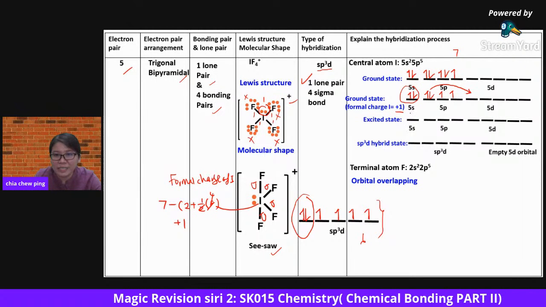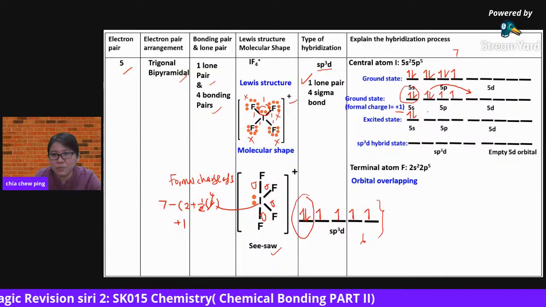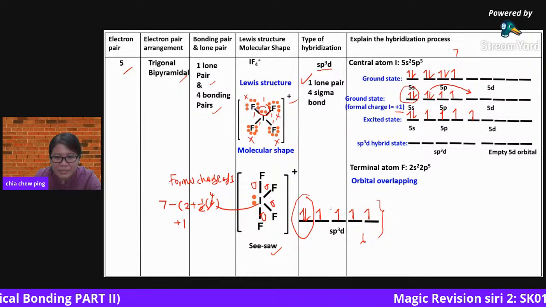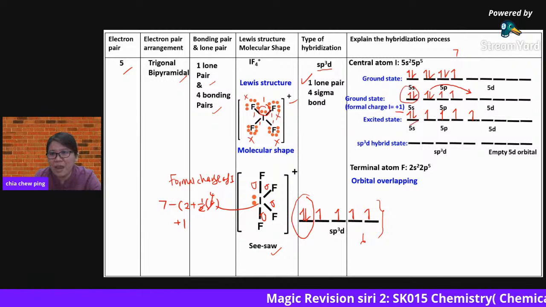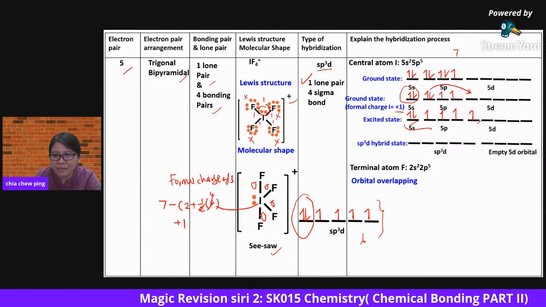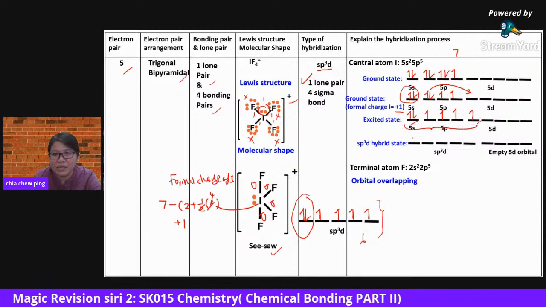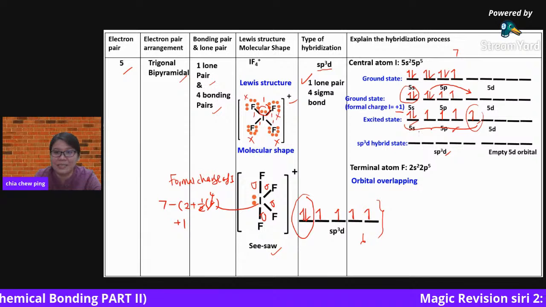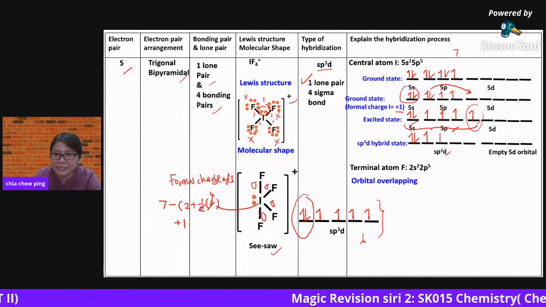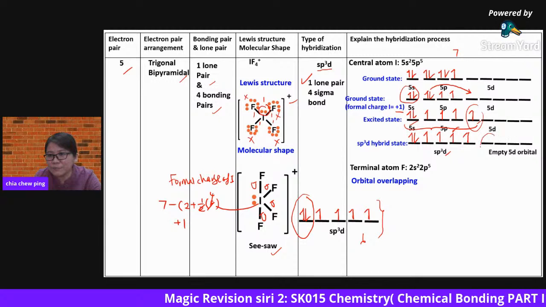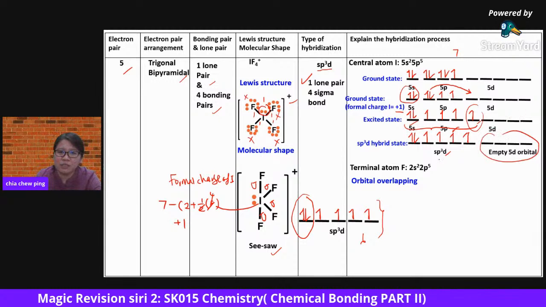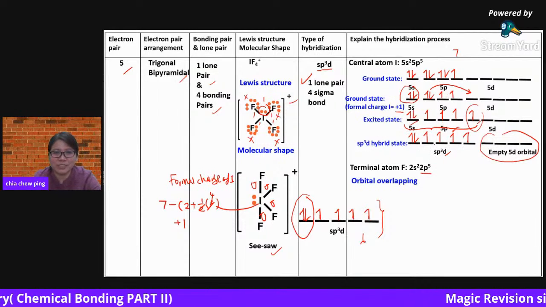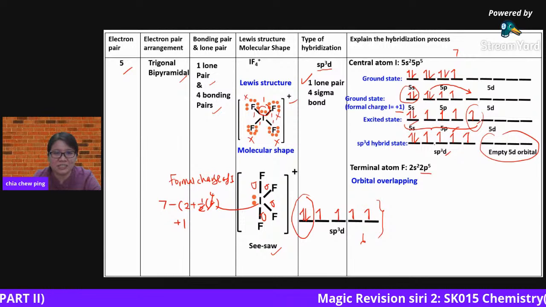Now I rewrite the excited state again: 1, 2, 1, 2, 3, 4. Now I have already achieved what I want, one lone pair and 4 unpaired. Now I mix them together to become the hybrid I want: sp3d, that is sp3 and 1 d, that's why you call it d. So this is the hybrid I get. The balance, the 4, is called the empty 5d orbital. For fluorine, it is 2p5, where the unpaired electron is located at 2p. So for this case, be careful with the ground state, with the charge and without charge.